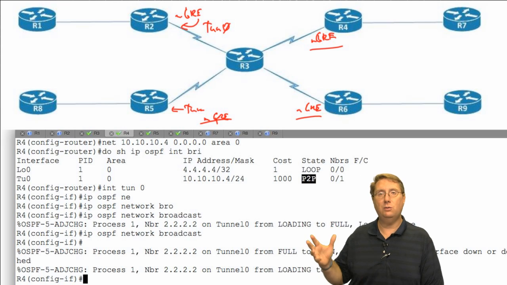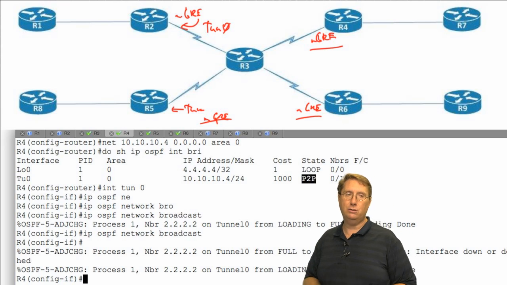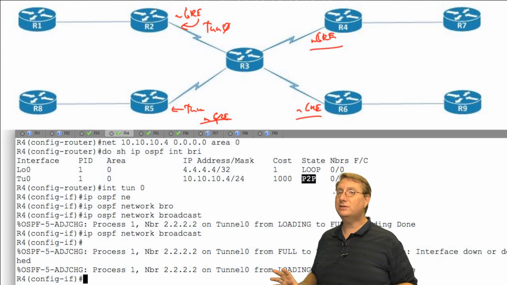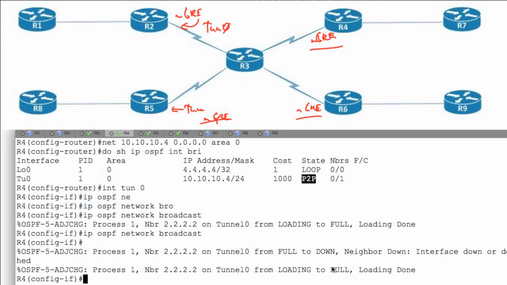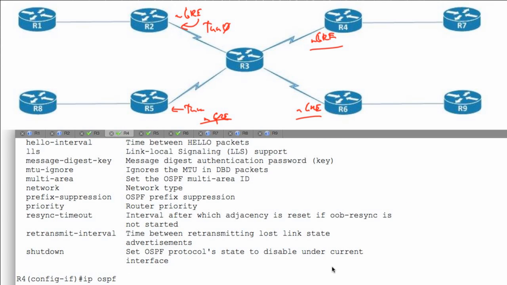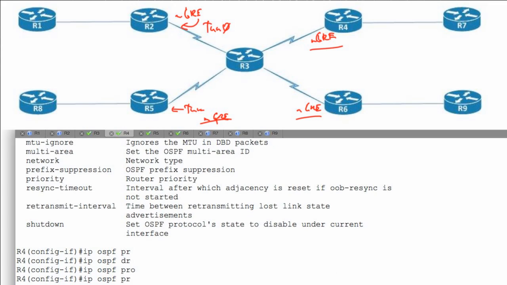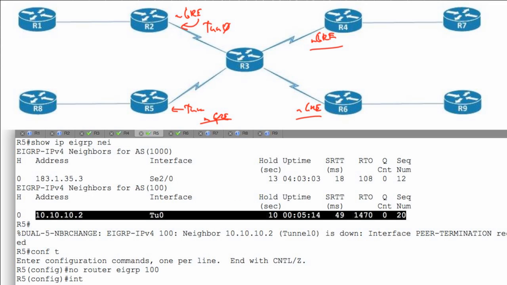Now, the only way to ensure this, and based on Cisco's recommendation, is to change the priority of the interface. So what we're going to do is change the priority of our tunnels to 0. That's going to say, do not participate in the designated router election. All right, so let's do that. So I'm going to say IP OSPF, am I under the right interface? IP OSPF priority 0. Well, let's see here.